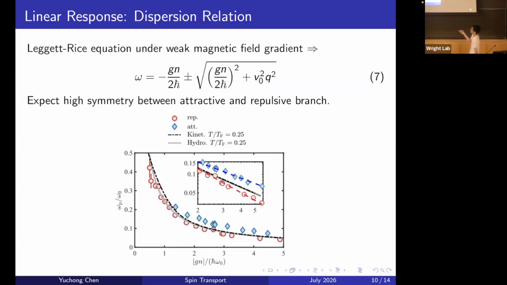But this is not actually what we see from the experiment. So from the experimental data which is down here, the blue points are attractive and the red points are repulsive. You see that there's a systematic offset between the theory and the attractive data, but this does not occur that much for repulsive. So this is one of the anomalies you see, which is that the system seems to have an asymmetry between attractive and repulsive.